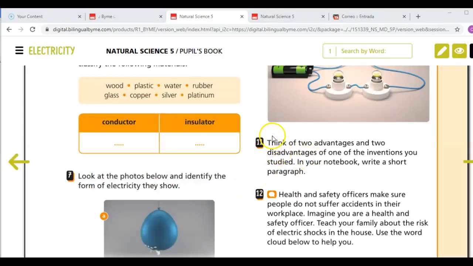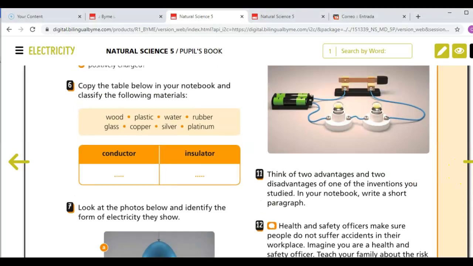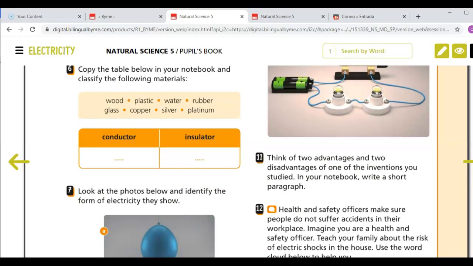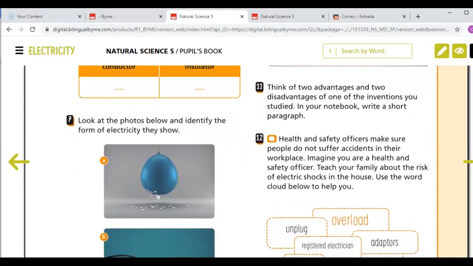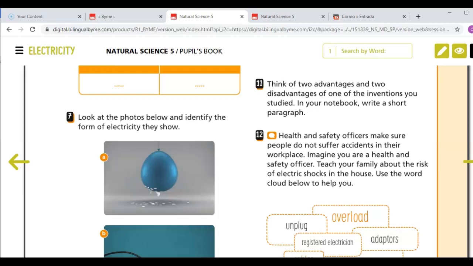And finally, exercise number 11, think of 2 advantages and 2 disadvantages of one of the inventions you studied. In your notebook, write a short paragraph. So it's 2 advantages and 2 disadvantages of the same invention. Okay? So exercise number 11, you have to send it to me also by email, okay? It is exercise number 11 and also number 3, your invention. This activity should be done by Tuesday of next week.